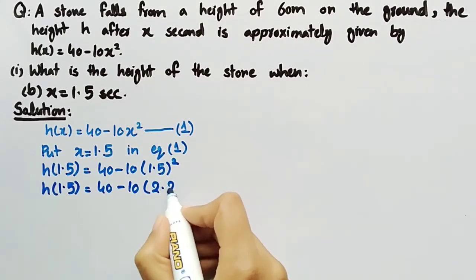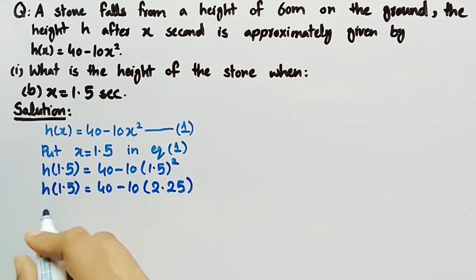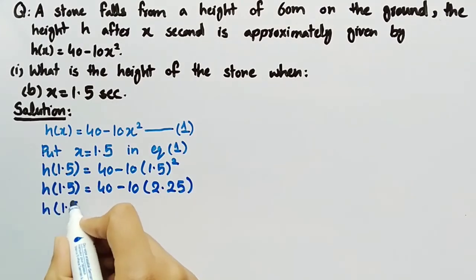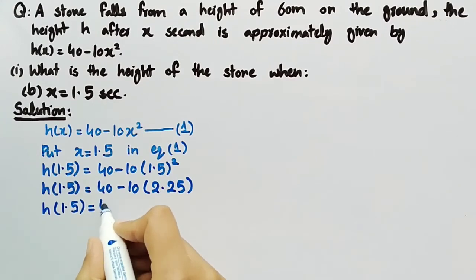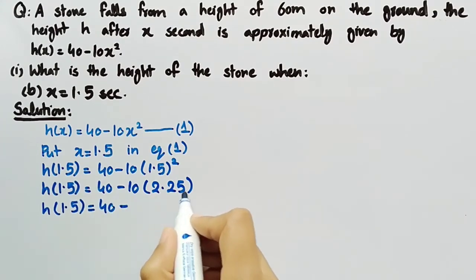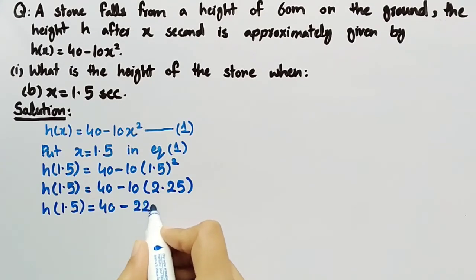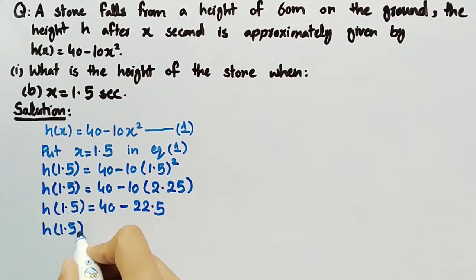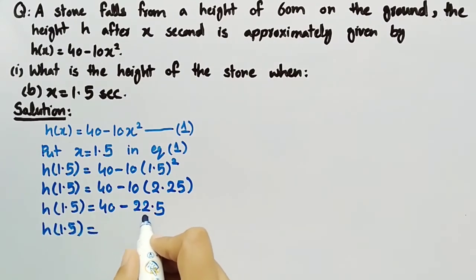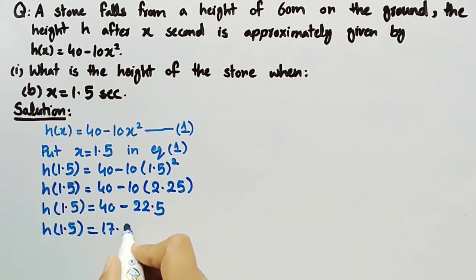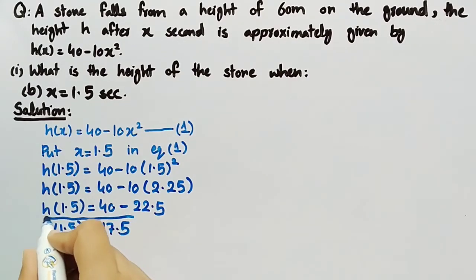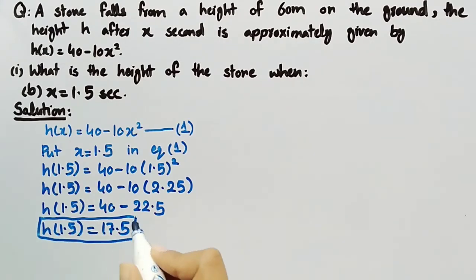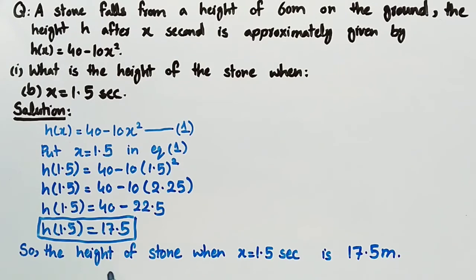2.25. It can also be written as h(1.5) = 40 - 10 × 2.25 = 40 - 22.5, so h(1.5) is 17.5. So this is the value of h(1.5). So the height of stone when x is equal to 1.5 second is 17.5 meter.